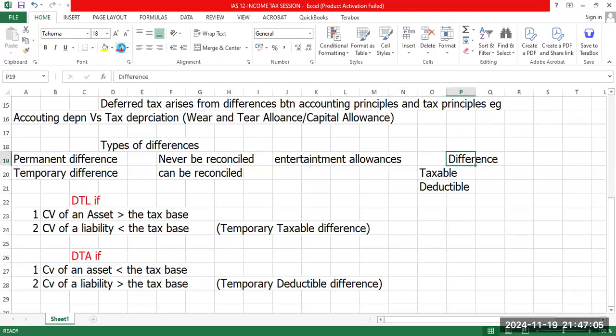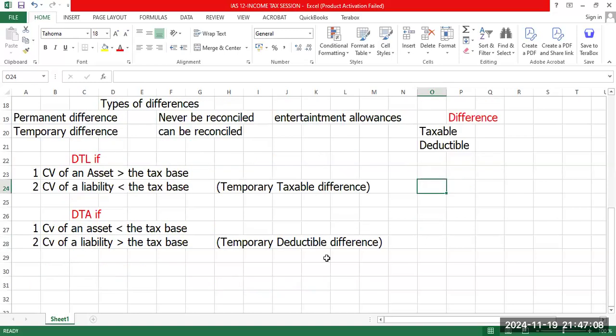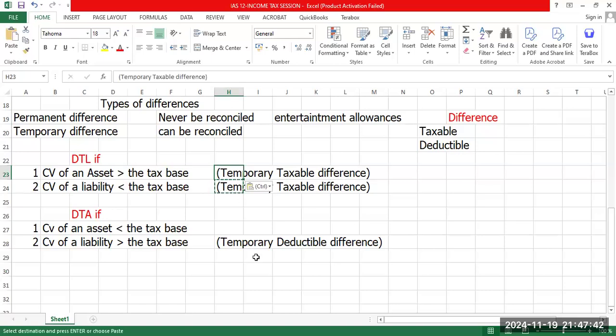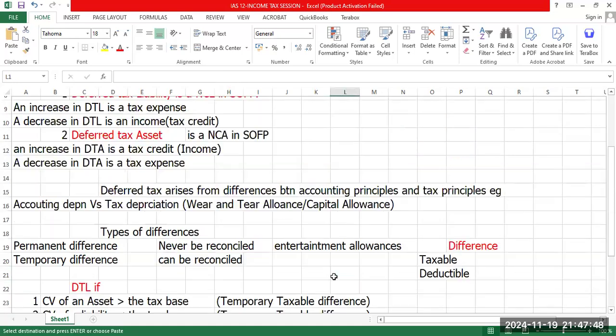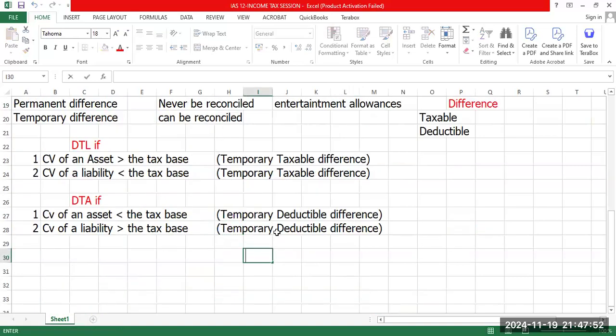If there is a question, please ask before we go to calculations. Abel: Just a small inquiry. For example, the temporary taxable difference applies for both when the carrying value of the asset is greater than the tax base and the carrying value of the liability is less than the tax base. It applies on those two. Yes. Okay, thank you. Any other question?